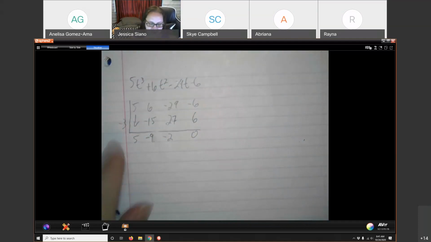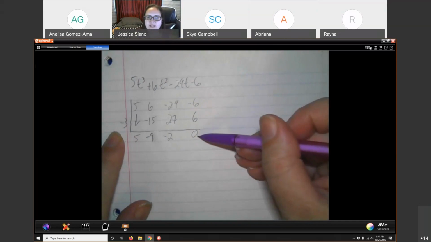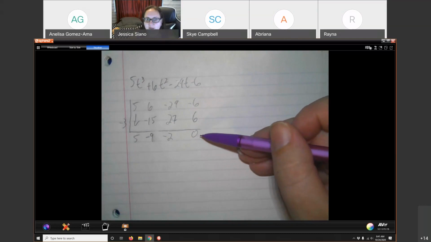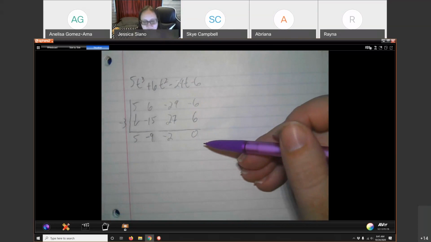I knew that this was a 0, so I was supposed to get 0 here. So anytime I was looking at these numbers and I was like, hey, that's not going to be 0 here, I knew there was a problem. Okay. And the issue is that first I made a mistake and second I multiplied wrong.